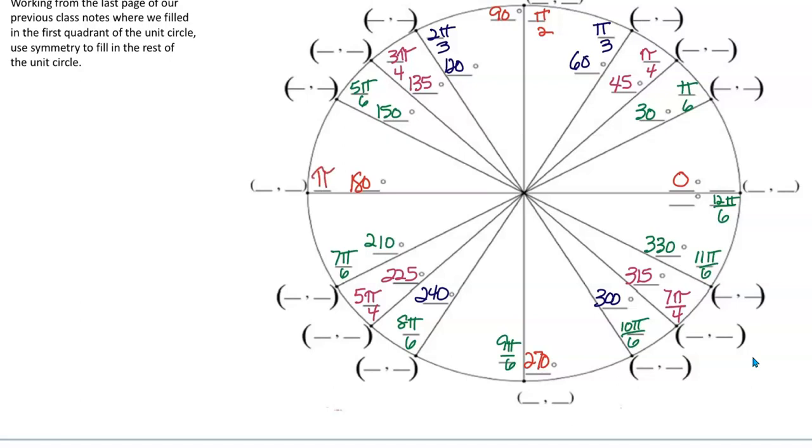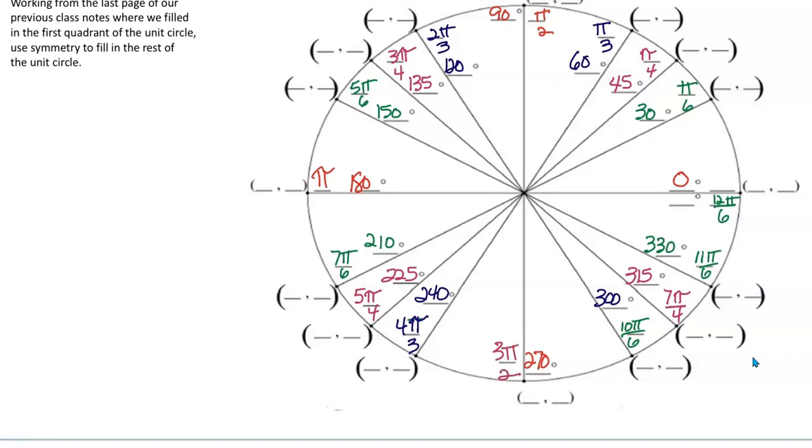7 pi over 6 is fine. 8 pi over 6, that can be reduced to 4 pi over 3. 9 pi over 6, another quadrantal angle on the quadrant. That's going to now be reduced to 3 pi over 2.